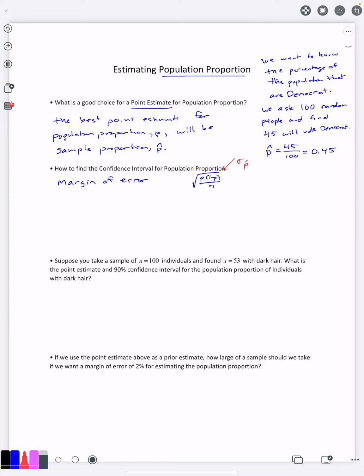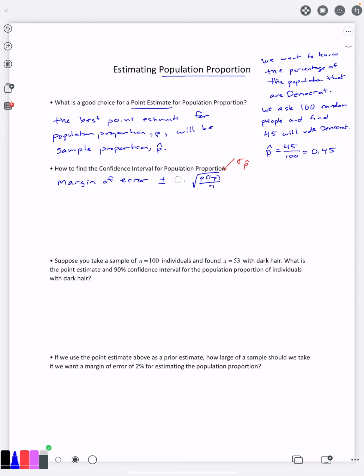So the idea was if you took a bunch of samples and calculated the sample proportion for each one of them and looked at the standard deviation of all those possibilities, that was the formula we got. And we know from the normal distribution and the empirical rule that if you go plus or minus 1 standard deviation, then the end result would be 68%, right? So if I decided to go plus or minus 1 there, then I would have a 68% confidence interval.